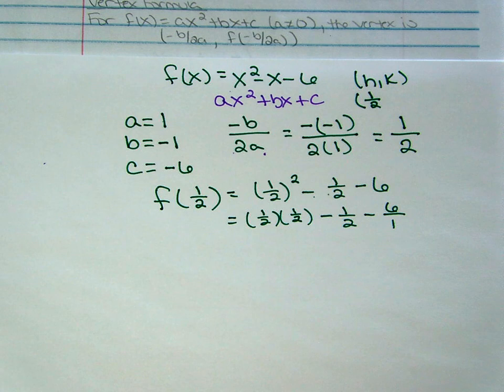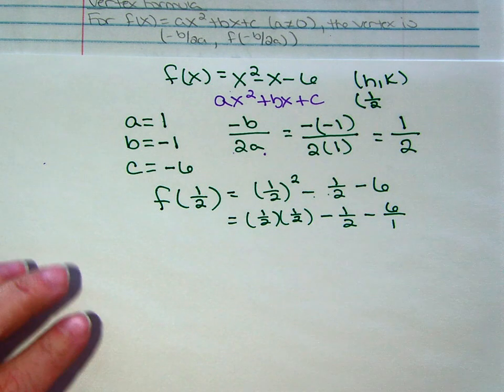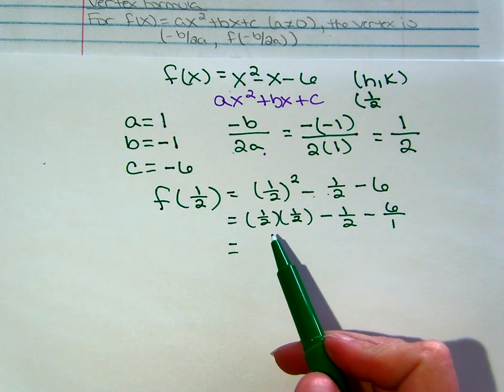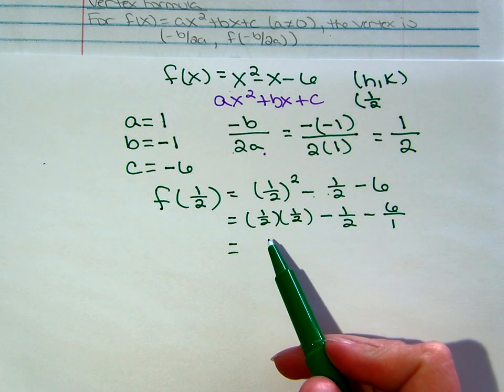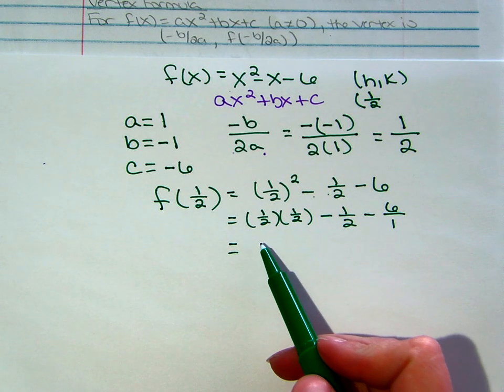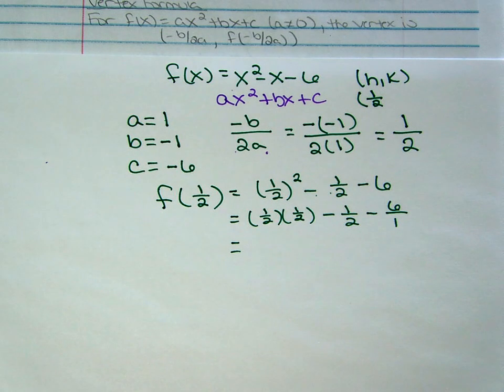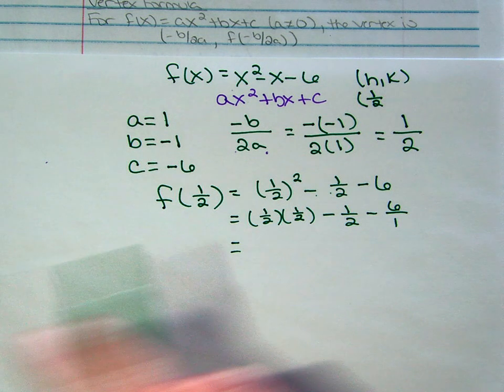What's the rule when multiplying fractions together? Nope. Can't cross multiply. That's when you have a fraction equal to a fraction. But when we have a fraction next to a fraction, what do we do? That's right. We multiply straight across. So we multiply straight across the top, 1 times 1 is 1. We multiply straight across the bottom, 2 times 2 is 4.